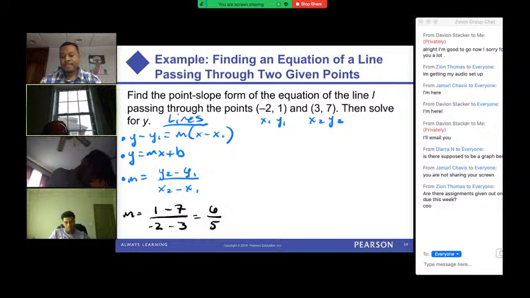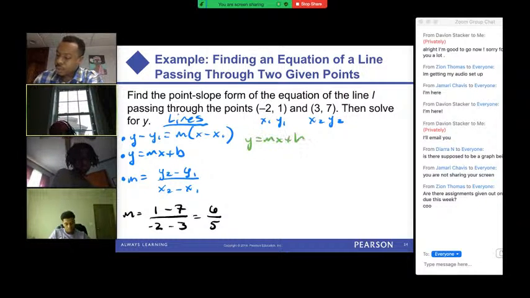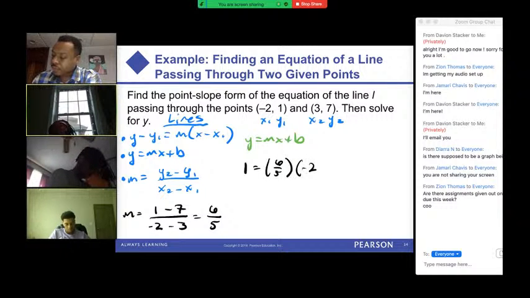Here's a random number, 1. Okay, so I'm just going to choose the first point. We could have chosen the first one or the second one. Now if I take that first point, we're again using y equals mx plus b. So my y is going to be 1, my slope is going to be 6 by 5, my x is going to be negative 2, and b is what we need to solve for. We don't know b.